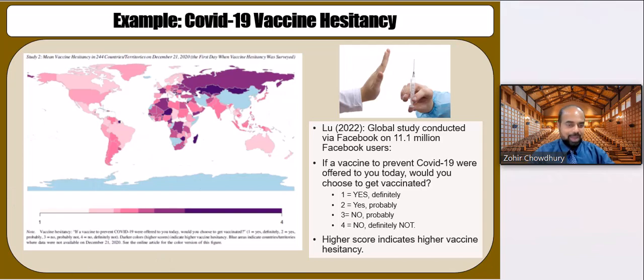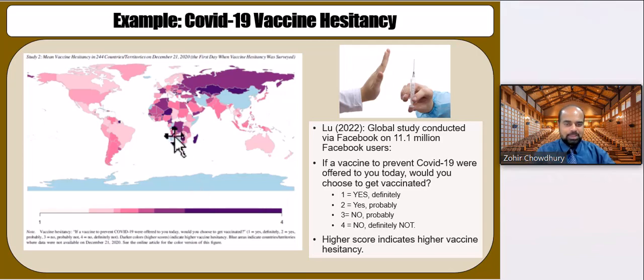And the question read as follows. If a vaccine to prevent COVID-19 were offered to you today, would you choose to get vaccinated? A score of 1 would be yes, definitely. 2 would be yes, probably. 3 would be no, probably. And 4 would be no, definitely not. So essentially, a score of 4 would indicate higher vaccine hesitancy because they would not want to get vaccinated. And a score of 1 or closer to 1 would be where they're more open to vaccination campaigns.